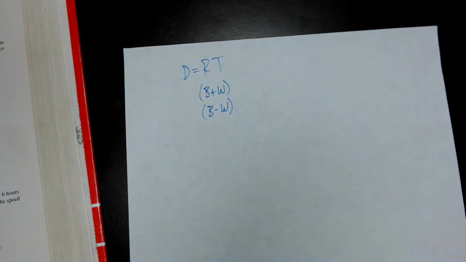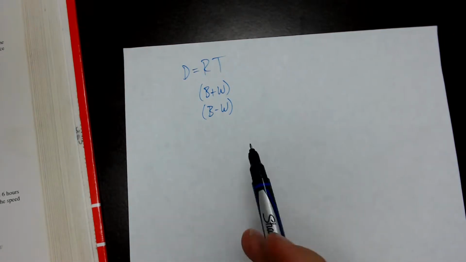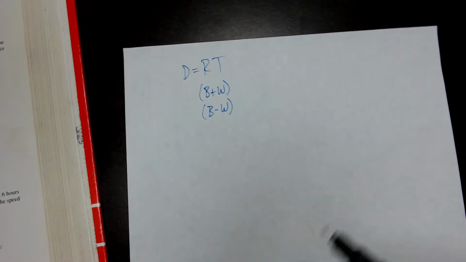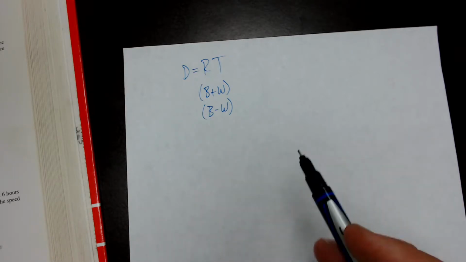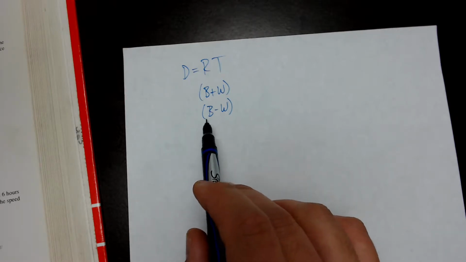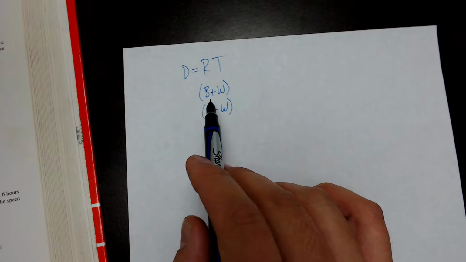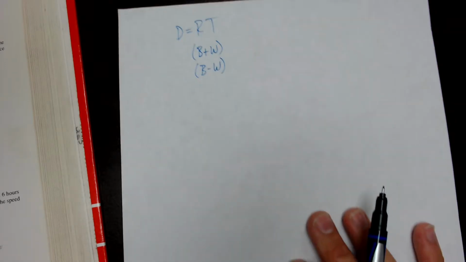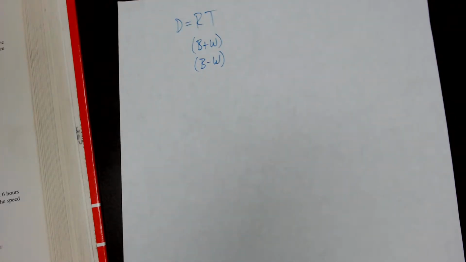And your book will also use this equation for planes and wind. So this also works for planes and wind. If the plane's going against the wind, it would be plane minus wind. If it's going with the wind, it'd be plane plus wind. So let's go ahead and look at an example problem and see how we can solve this.